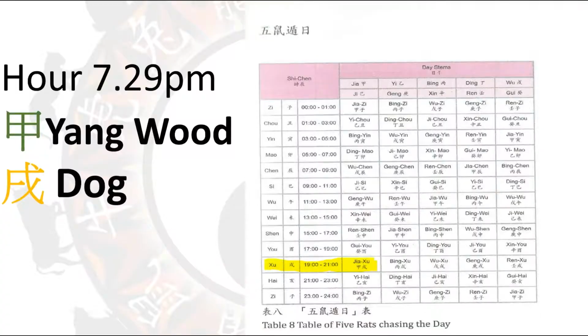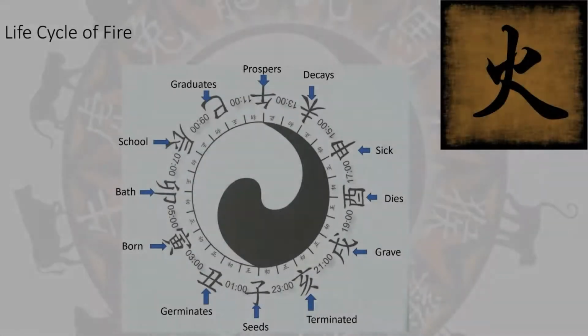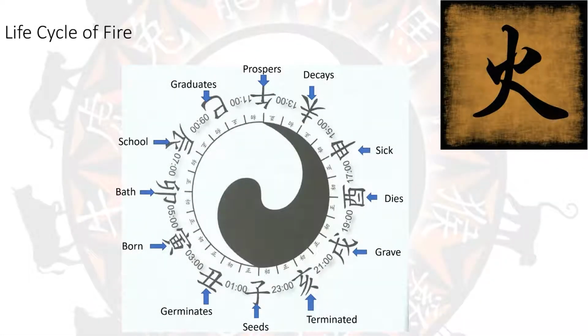And that determines where they die, where they're buried, where they germinated, they seed, where they start to grow. These kind of things are really important. So here we've got the cycle of fire, which is born in the month of the tiger. It's bathed in the rabbit. It's schooled in the dragon. It graduates in the snake. It prospers in the horse, because the horse is the summer at its peak.